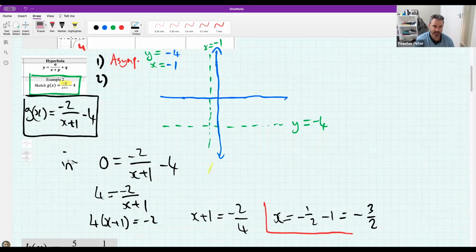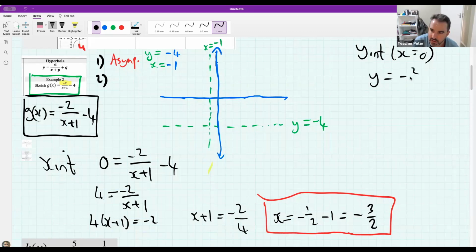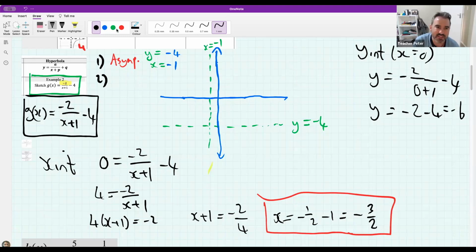Sorry, this is the x-intercept I'm working out. Sorry, everyone. That was being a bit silly. I was finding the x-intercept. So if you're feeling confused, don't worry, you're not alone. To find the y-intercept, I need to make x 0. So that calculation will be a bit easier. So minus 2 over 1 is minus 2 minus 4. I get minus 6.